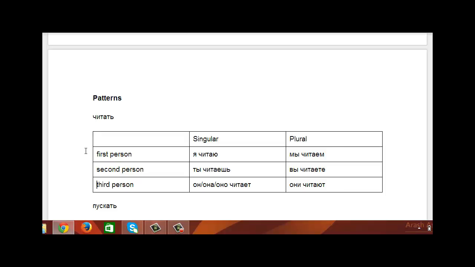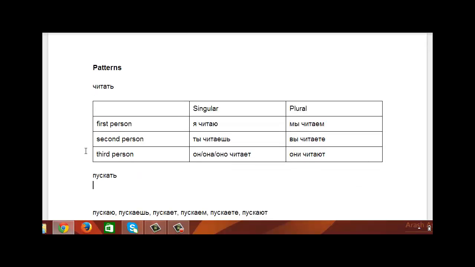Работать, заниматься, обедать. Many of the verbs that you learned in first year follow this pattern, but not all ending in ать. Don't forget that. If I tell you that this verb пускать, which means to allow, is just like читать, think about how you'll conjugate it. So what will it be? Я пускаю. Ты пускаешь. Он пускает. Мы пускаем. Вы пускаете. Они пускают. That's our first pattern.